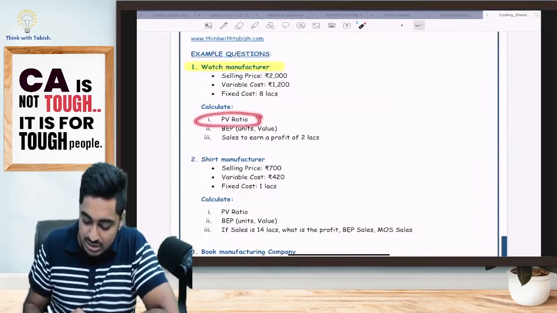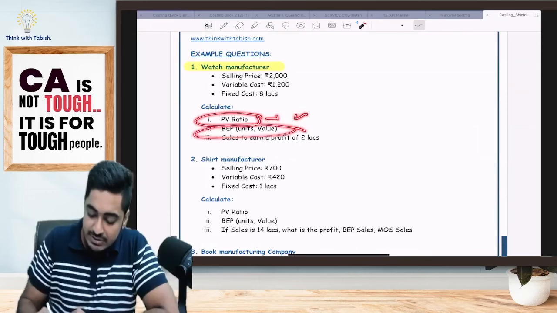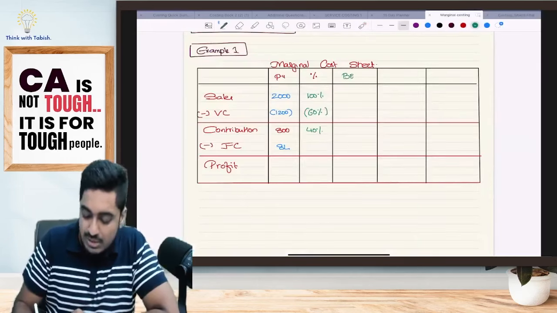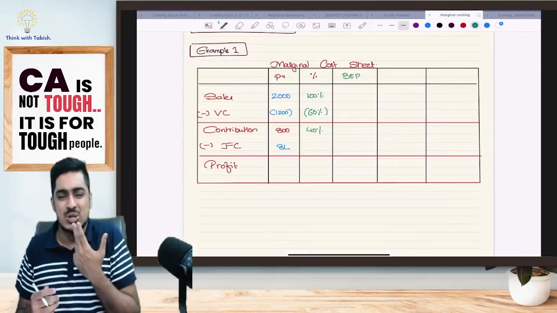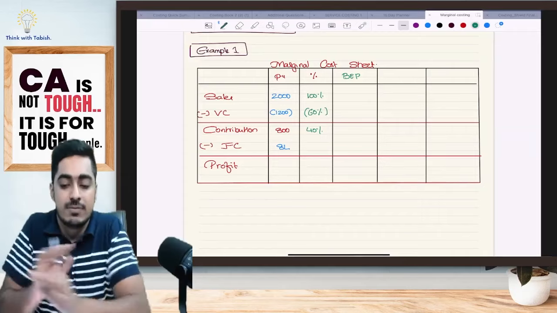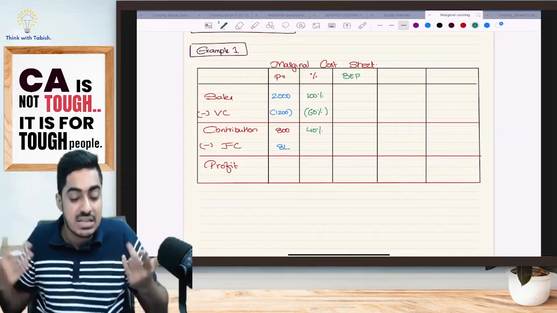First one, PV ratio. Did I calculate? Yes. Break even it is asking. Now pay attention. BEP I'll have to calculate. Now I know the formula to calculate BEP: fixed cost divided by contribution per unit or PV ratio, all those things. Now I will solve without touching a single formula. Pay attention. How do I do it?